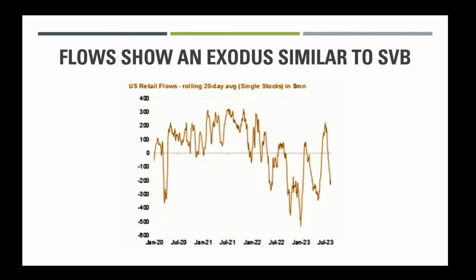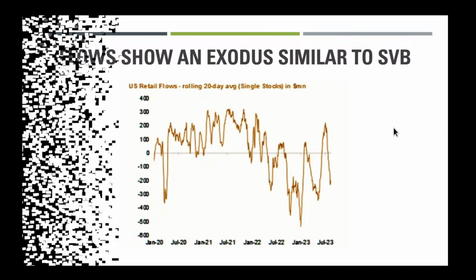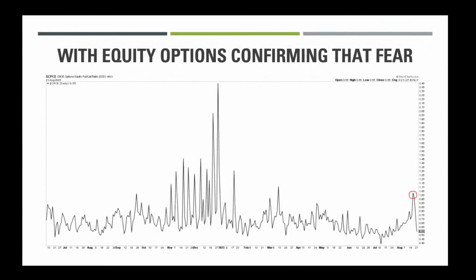But this is now on the other side of the coin, where it's not yet an extreme. We haven't seen panic or capitulation, but we've seen enough de-risking that some things are becoming a little bit more attractive in the very short term. And equity options are confirming that fear, right? You can see it here. This is the CPCE, or the CBOE equity options put call ratio, and it blew out over 1.